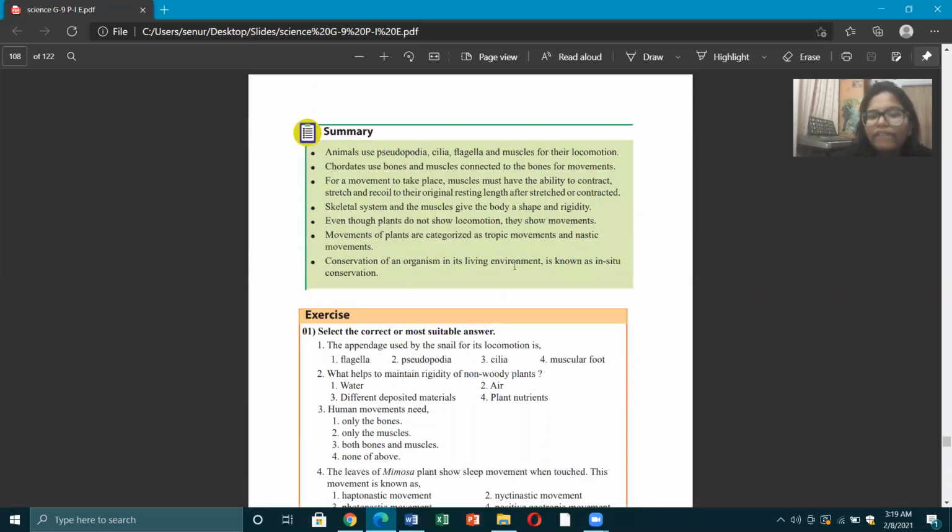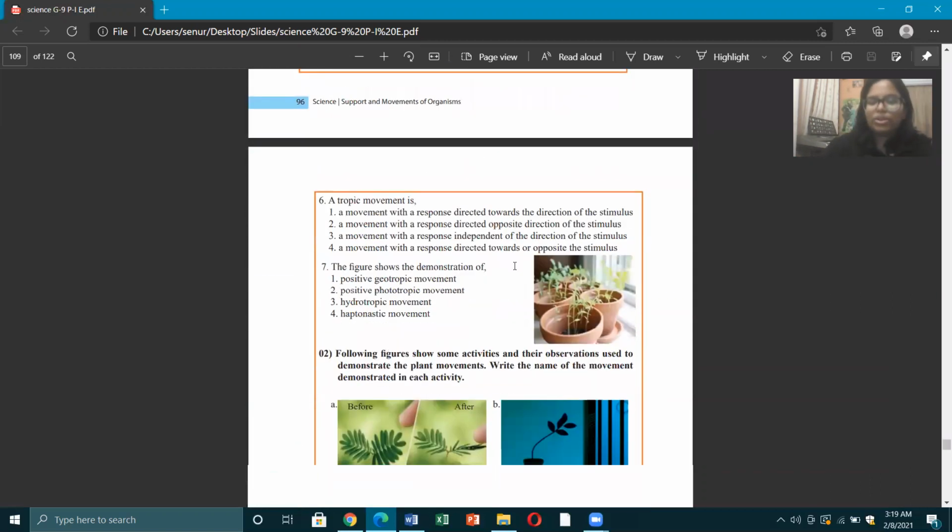And then we have in situ conservation. I also taught you all about ex situ conservation. Ex situ conservation is taking the animal outside its living environment and conserving it, like in zoos. And in situ conservation is when you conserve the organism in its own living environment. Okay, so I hope it's clear. So children, that's about it, and it's really easy.